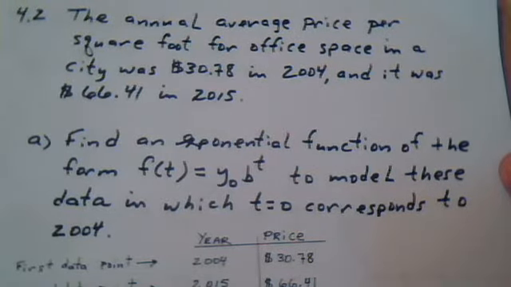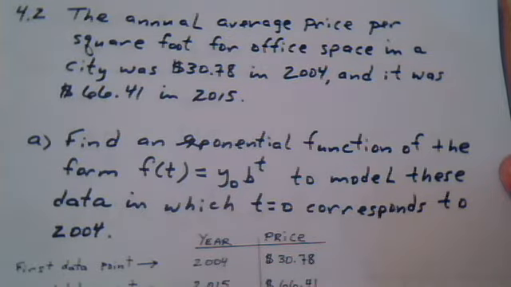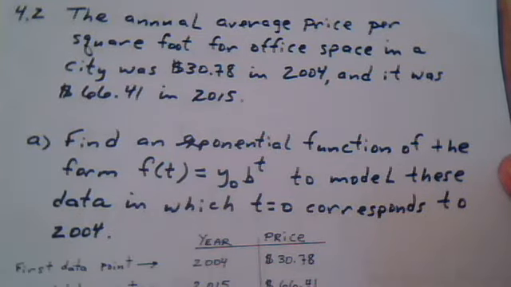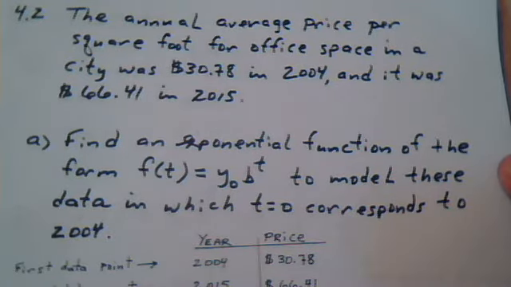The annual average price per square foot for office space in a city is $30.78 in the year 2004, and it was $66.41 in the year 2015. A. Find an exponential function of the form f of t equals y sub 0 b to the t to model these data in which t equals 0 corresponds to 2004.